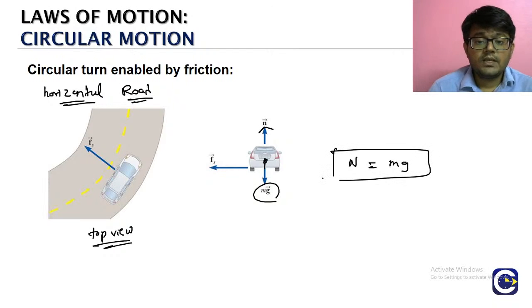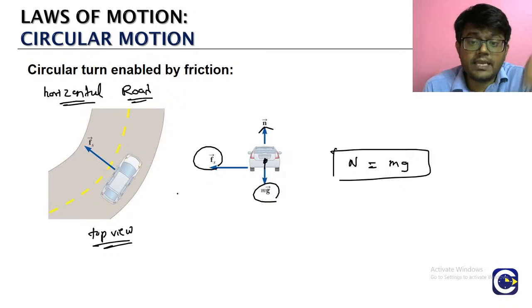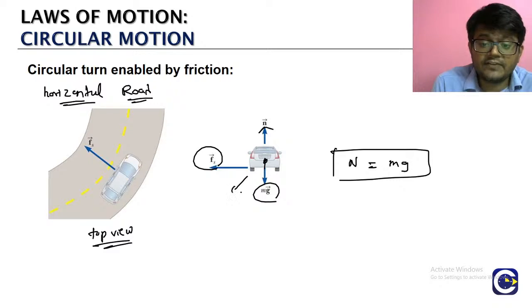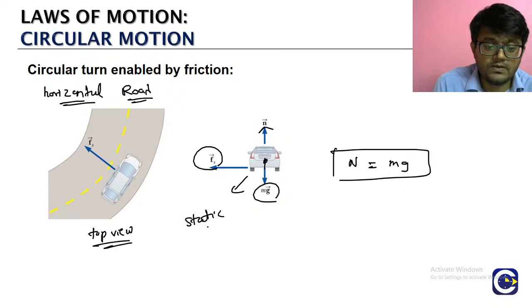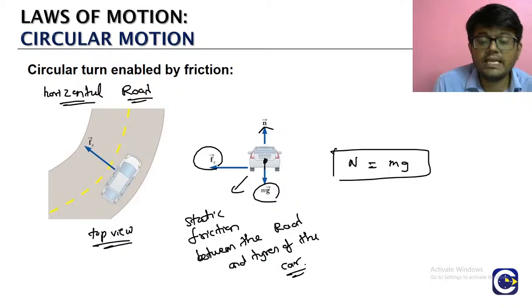Now if we are trying to take a turn, there should be a force acting towards the center, otherwise the turn will not happen. So here the force that will help in taking the turn is static friction. What is the force that will help in taking the turn? Static friction between the road and tires of the car. So why are we saying static friction?